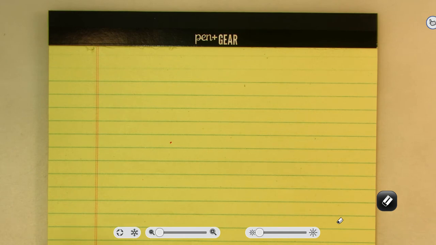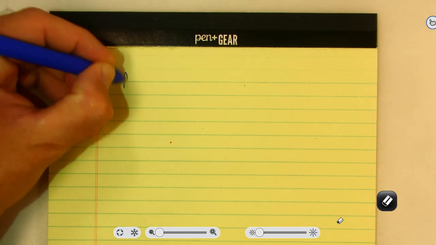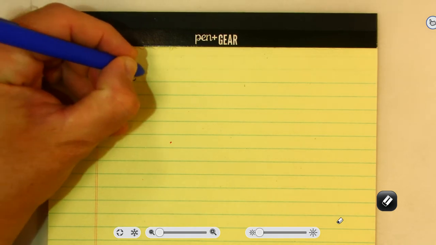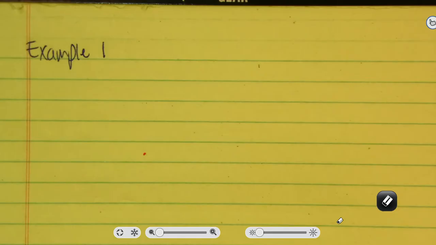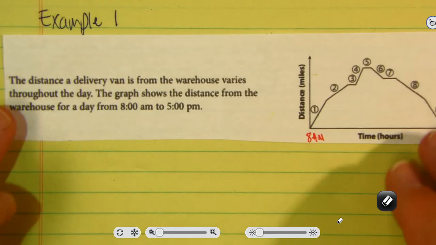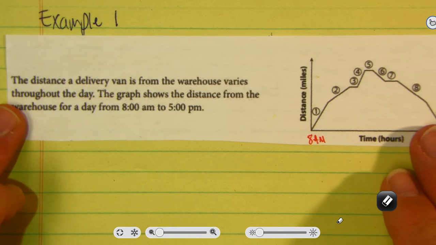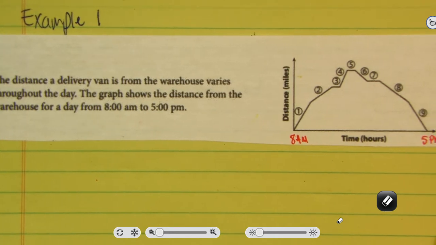So the first example, example 1, again, you'll find that in your classwork as examples for today, is this. It's a little graph, and it says the distance a delivery van is from the warehouse varies throughout the day. The graph shows the distance from the warehouse for a day from 8 a.m. to 5 p.m. So I took my graph and wrote on it a little bit.